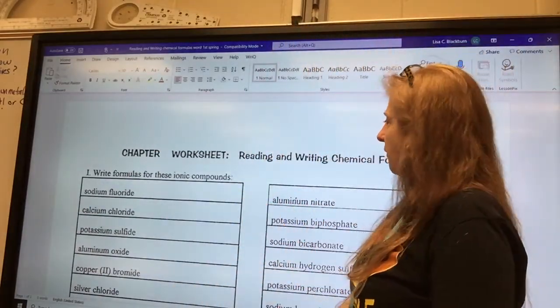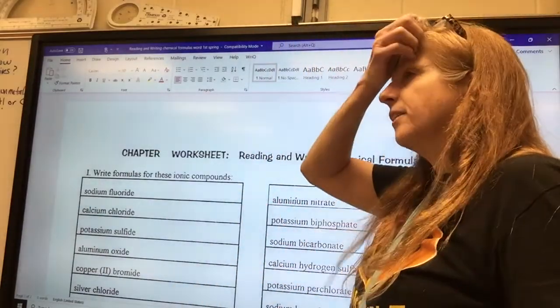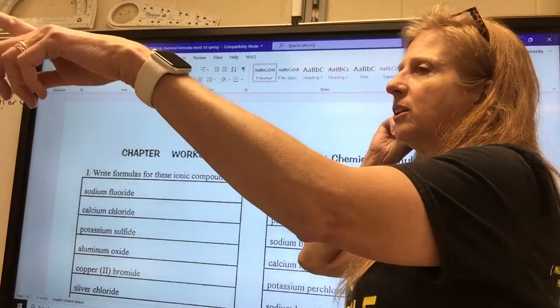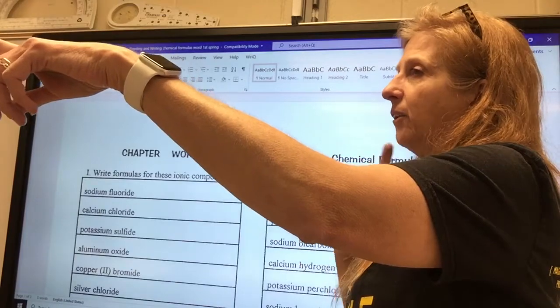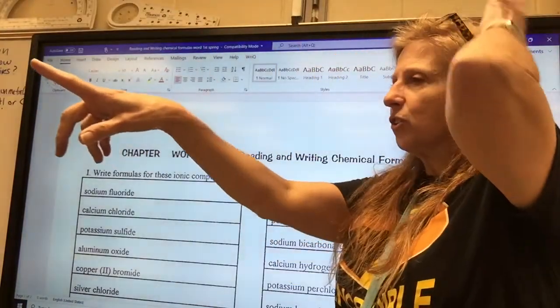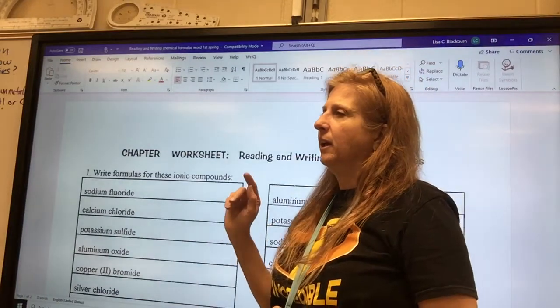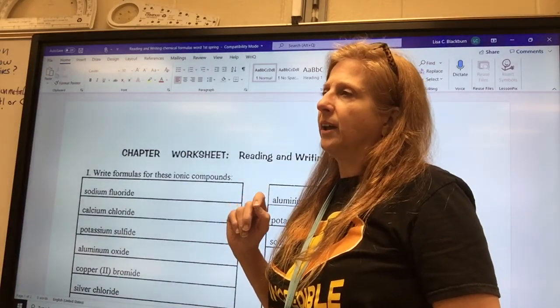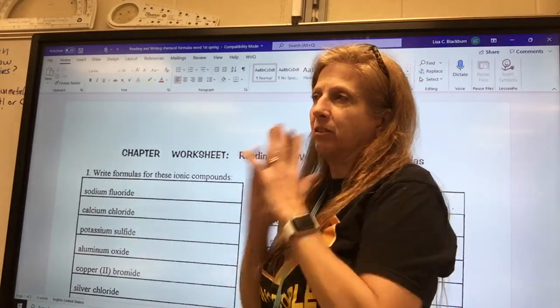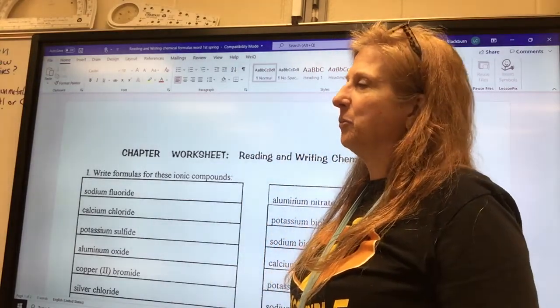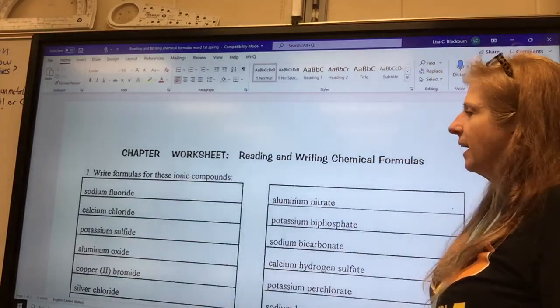But we're going to start on this side. If you weren't here the day we did this, look in your drawer where it says makeup work. There should be pages for you with your name on it. The extra copies are for people who lost theirs and they need another one. But if you weren't here, always look in makeup work. Okay.